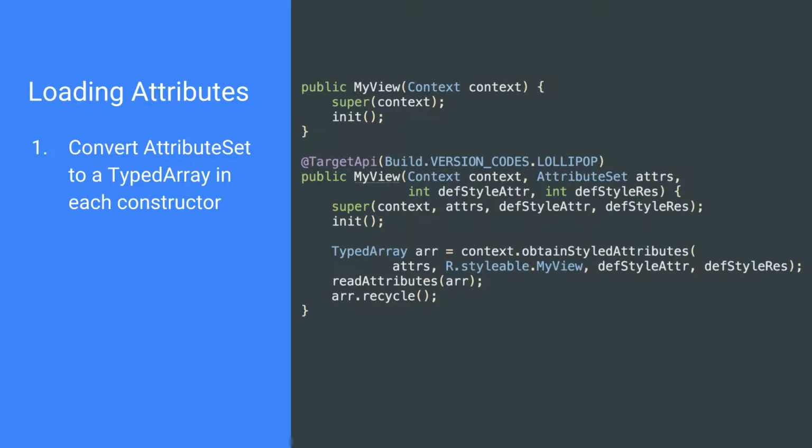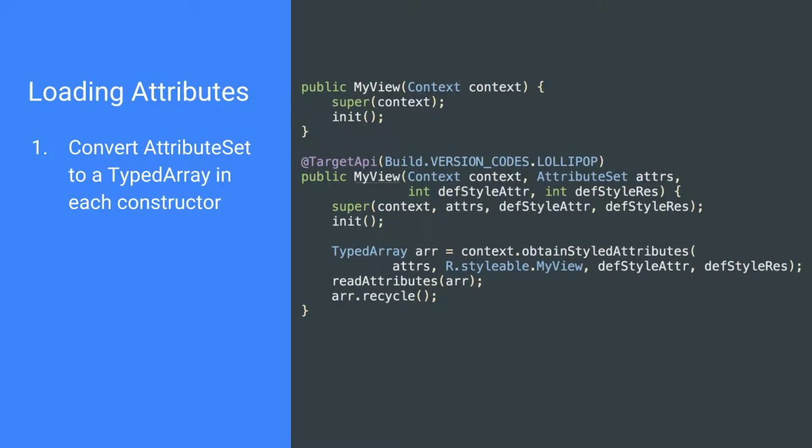Typically when you're doing custom views, you're going to be implementing the constructors that are defined by the view class. If you use the default one, the constructor that just takes context, you're not going to get any attributes there, but if you define the other ones, they'll get passed to you. There are three different versions of this that may or may not have these values on the end here, the default style attribute and the default style resource. This is the Lollipop version that has all of them defined. For the other constructors, you can just replace them with zero.